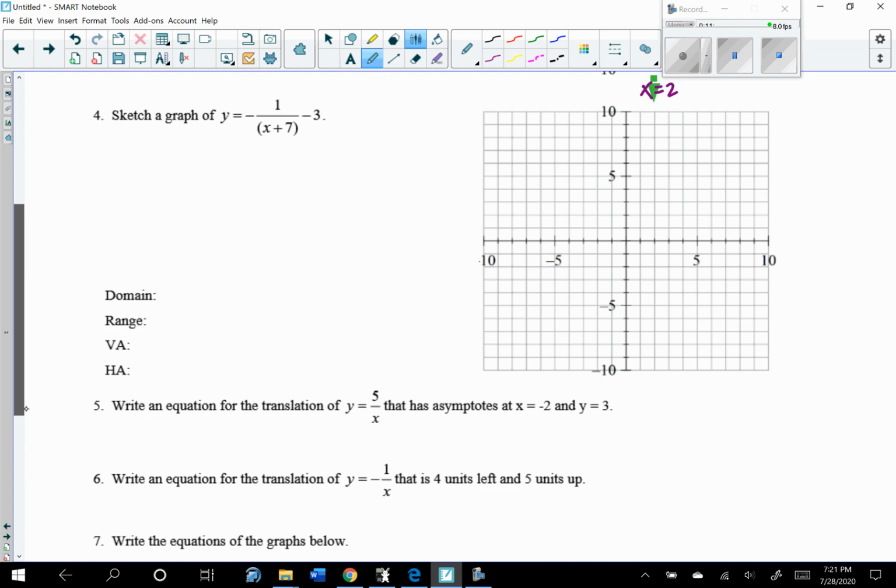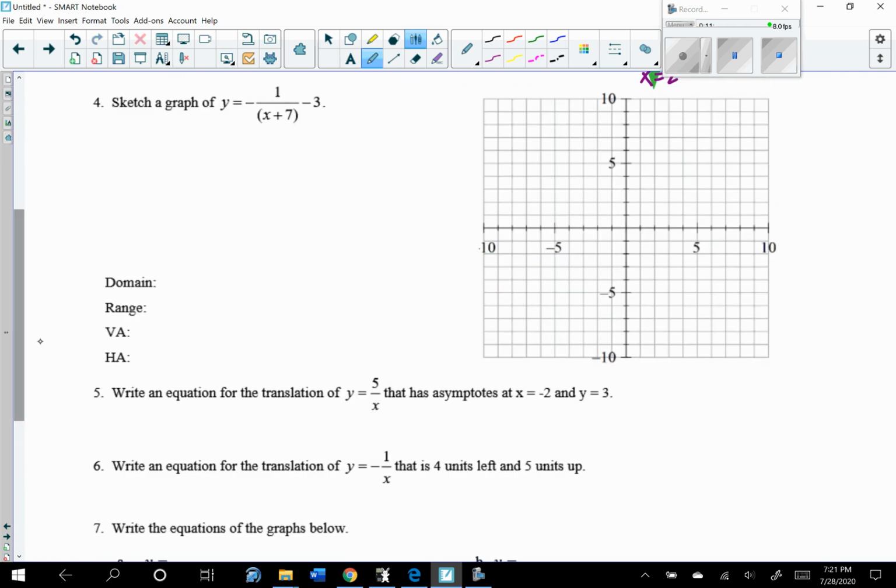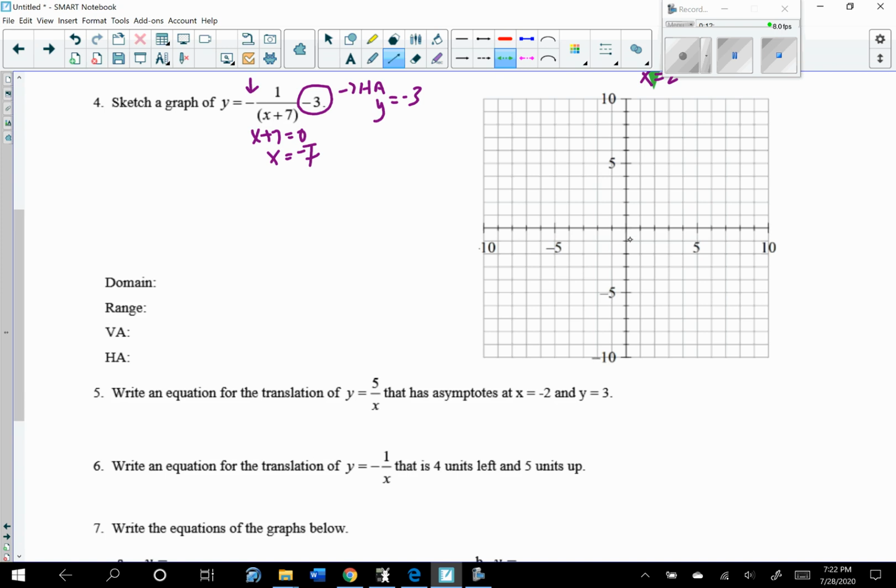Looking at this graph here, a couple different things to notice. I notice right away we have the negative here. So make sure that you include that when you do your graph, because sometimes students miss that. So then x plus 7 equals 0, so x equals negative 7. And this is the horizontal asymptote at y equals negative 3 again, just like the last graph. So y equals negative 3 and x equals negative 7.